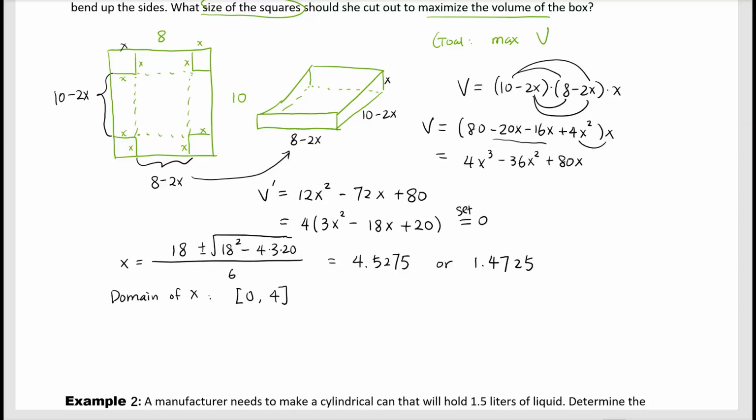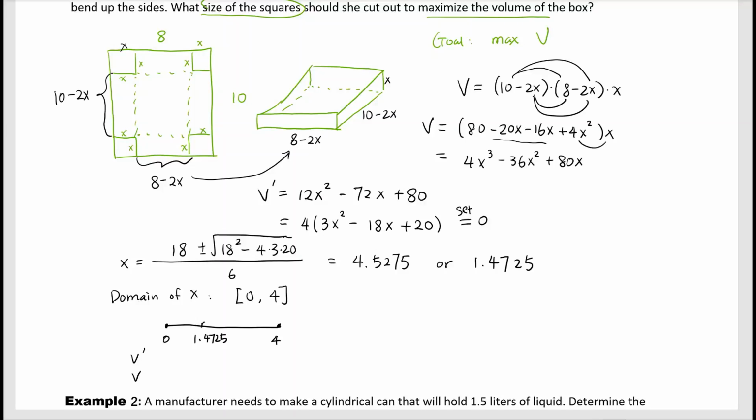Okay. So that is our domain. All right. So next, remember draw the diagram. So we have 0 and 4. That is our domain. And which critical point lies in this range? 1.4725 lies in here. Okay, and then we do v prime and v.